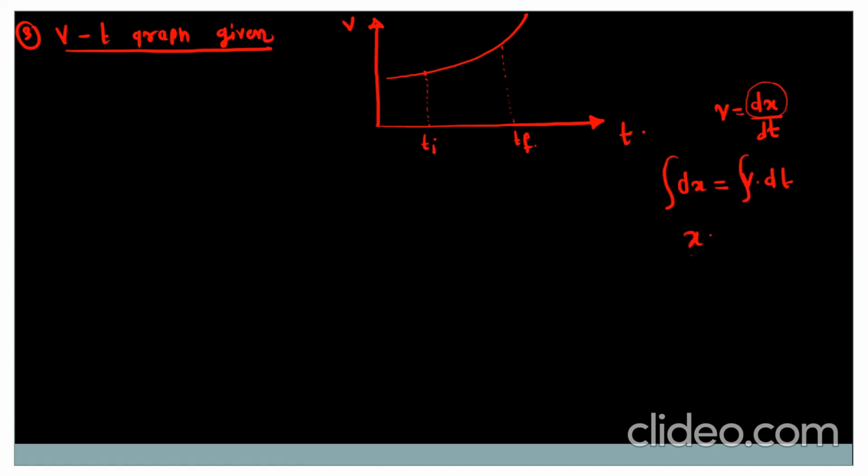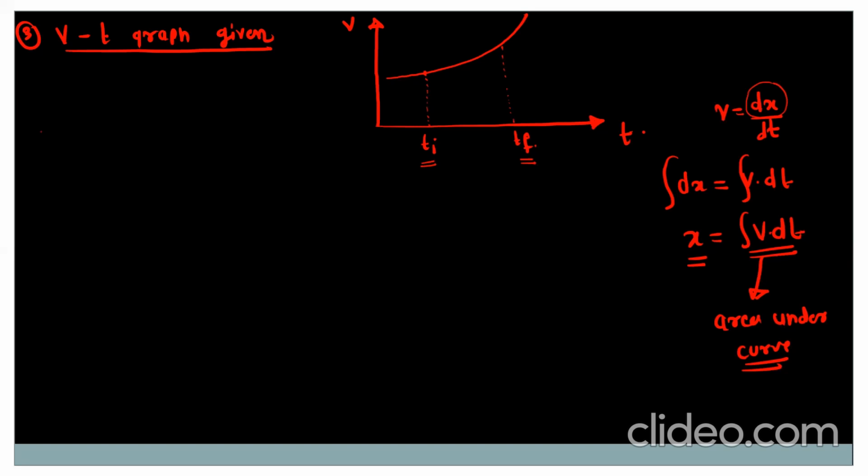So the position at a particular point is equal to the integration of v into dt. Okay, so what is the basic concept of integration? Integration is nothing but the area under that curve. So when we integrate v dt, that means we have to find out the area under the velocity time graph between the given two time limits. Here the time limits are Ti, the initial time, and Tf, the final time. Suppose we are interested in the position at the final time.